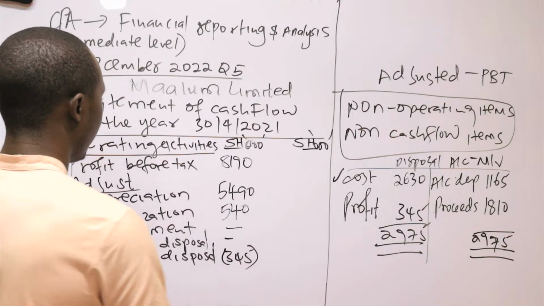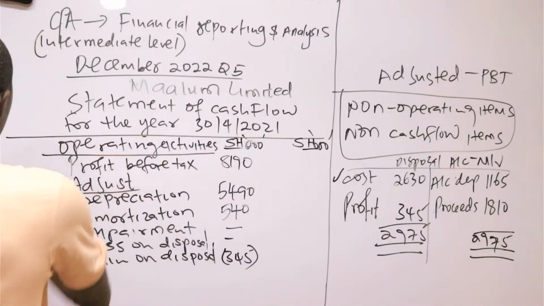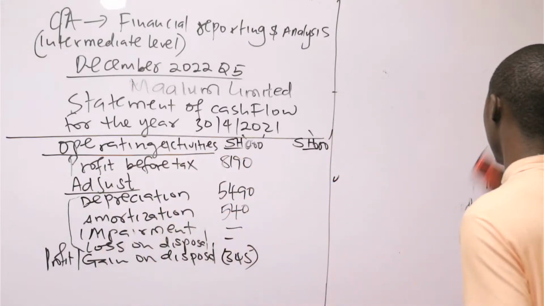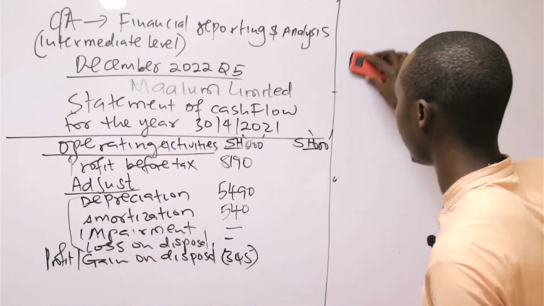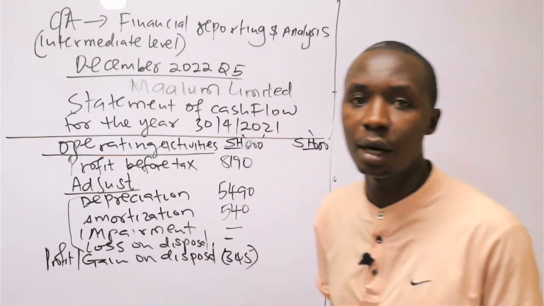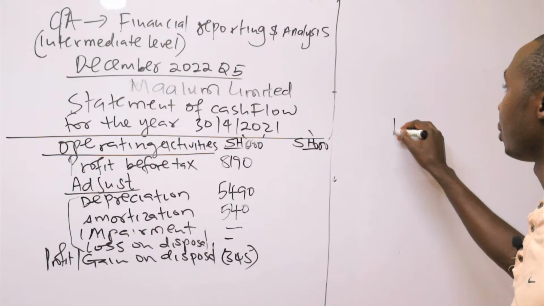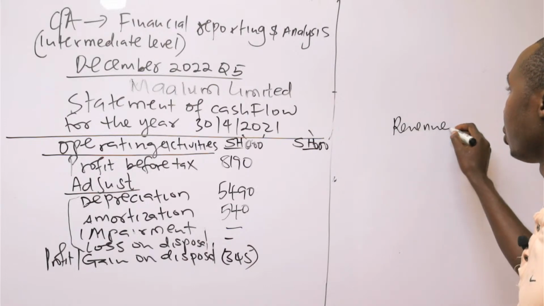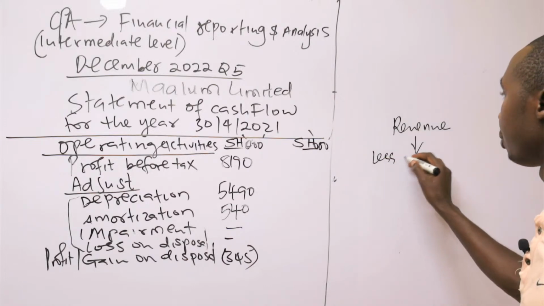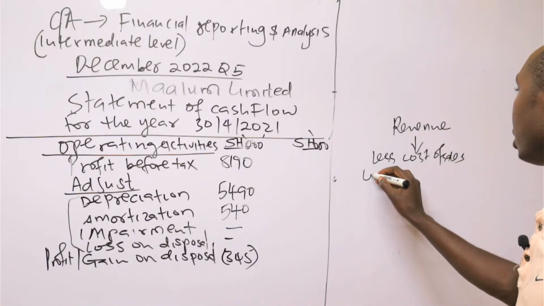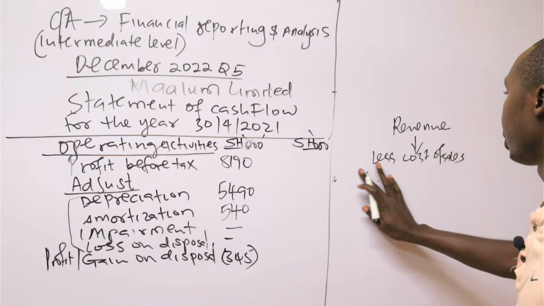So other than these 5, because the 5 are the ones we start with, we go and check the others from the income statement. Remember that under our income statement, for you to understand well, an income statement starts with revenue. We subtract the cost of sales. We add incomes.